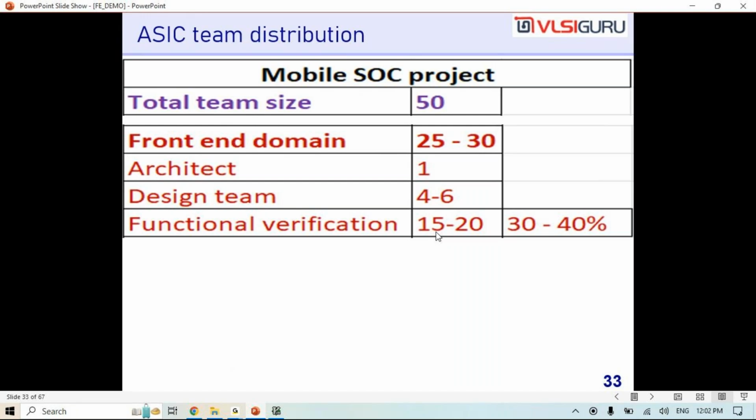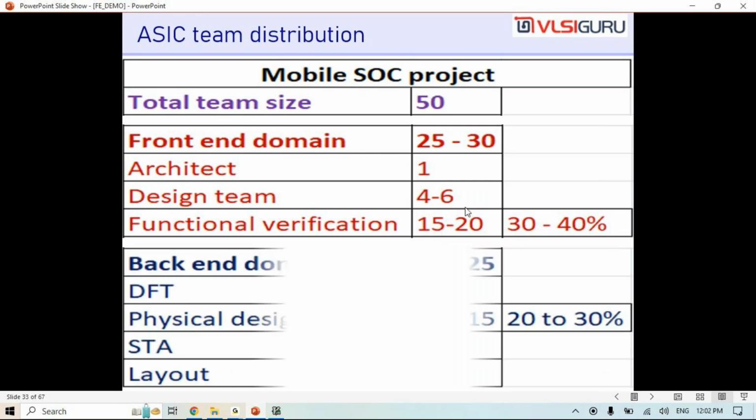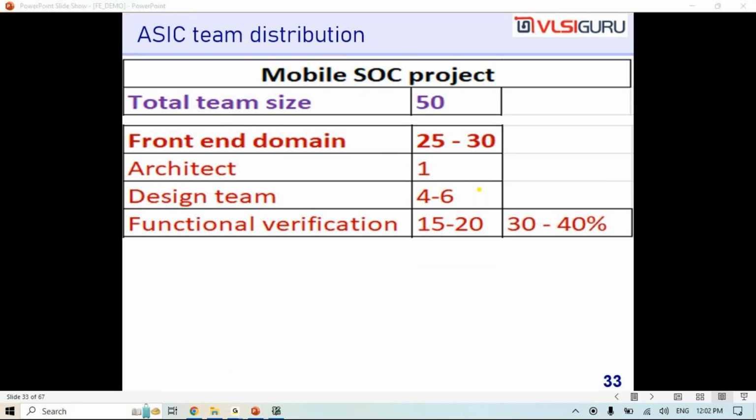You may ask why design requires fewer people. It is because design work happens through IPs. IP stands for intellectual property. Whatever I need, I buy from someone else. Let's say I'm setting up a company for a mobile SoC. I will not do everything from scratch. I'll go to the ARM company and tell them I want their processor IP.